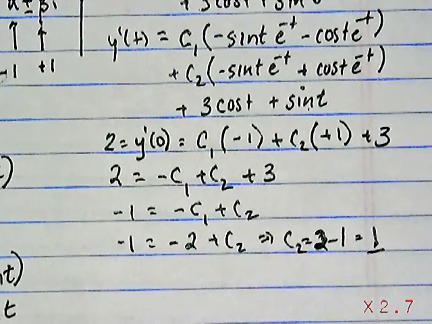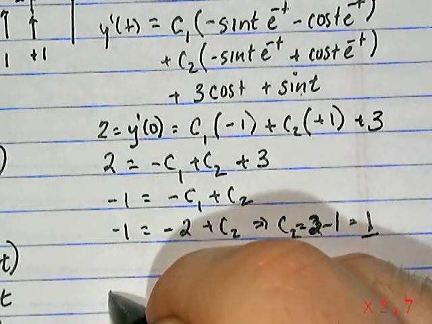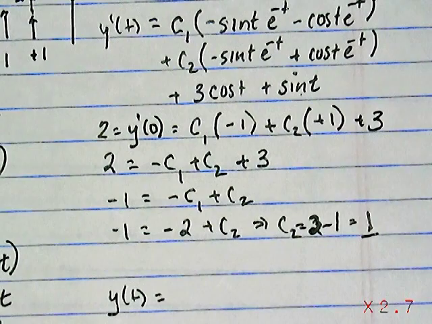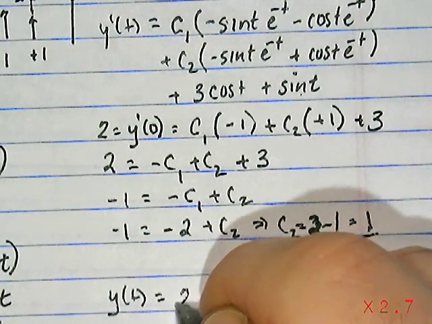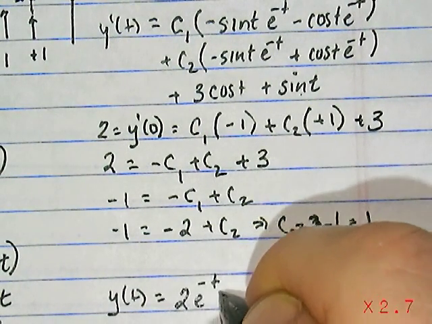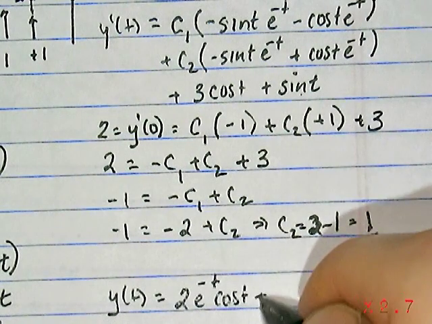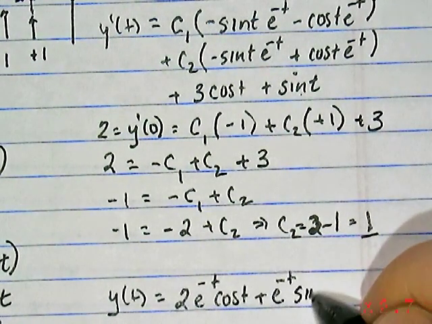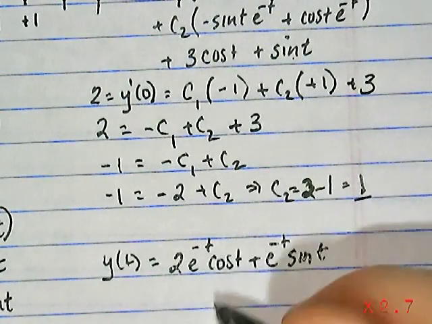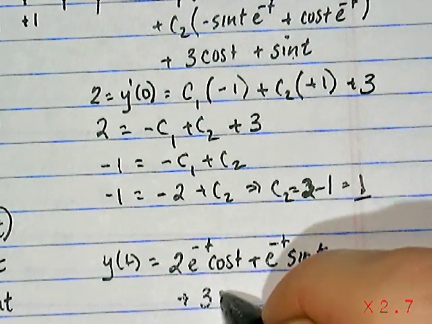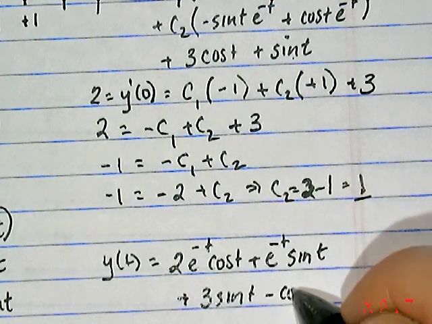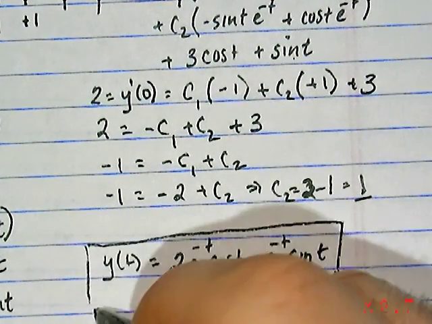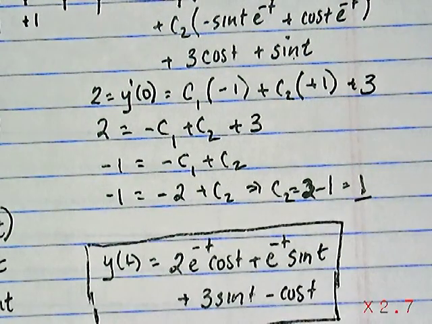So, finally, we're there. The equation of motion has to be, we just said that c1 is equal to 2, so we'll have 2 times e to the minus t, cosine of t, plus, we said c2 is equal to 1, so we'll just say plus e to the minus t sine of t, and then add that particular solution, 3 sine of t minus cosine of t. There you are. That is the equation of motion for that mass spring oscillator.